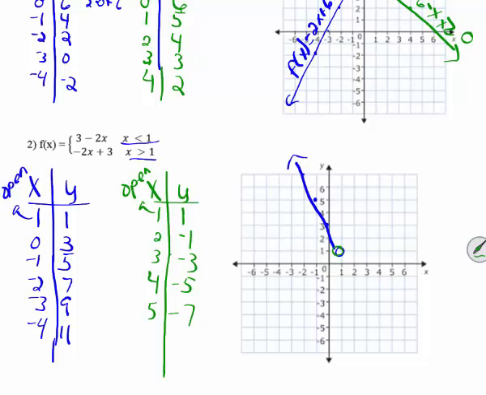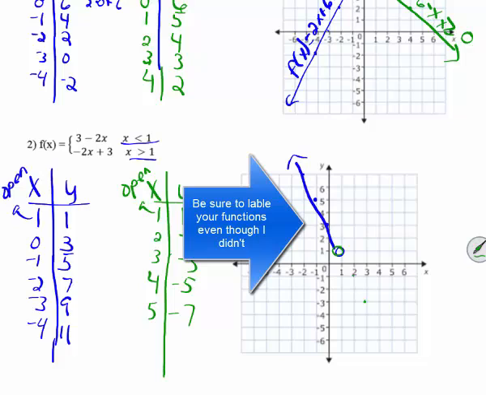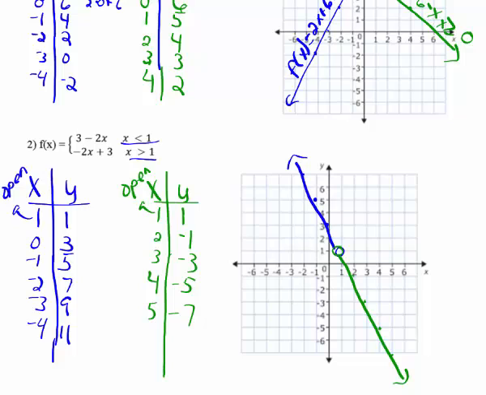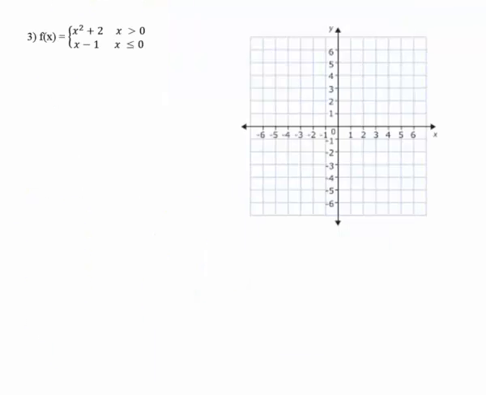We're going to basically have a hole in our graph. 2, -1, 3, -2, 4, no, that was 3. Sorry. How about 3, -3, 4, -5, 5, -7. So it does end up being a nice straight line, except it has that big hole in the middle. And you should absolutely label yours. I'm being lazy right now to save some time.